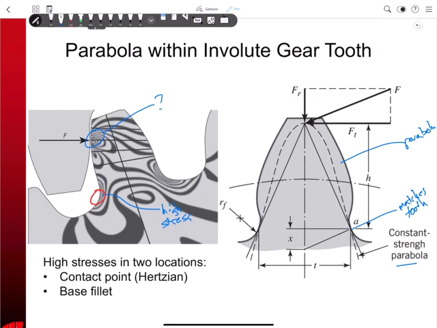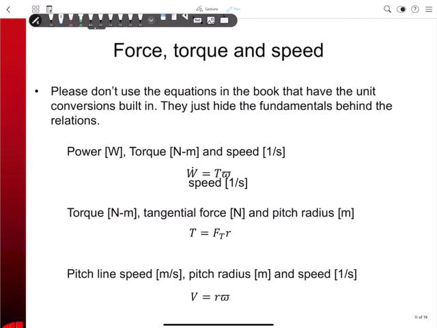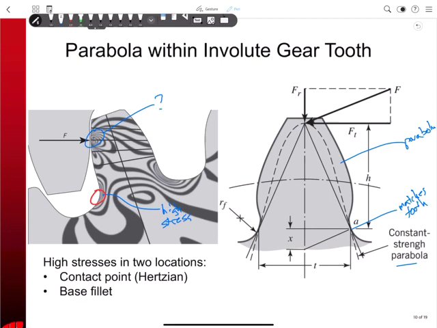And as we mentioned at the start of this, we're going to talk about gear tooth bending today. Well, what is the load on the tip of the tooth? We need to know this load. What is this?